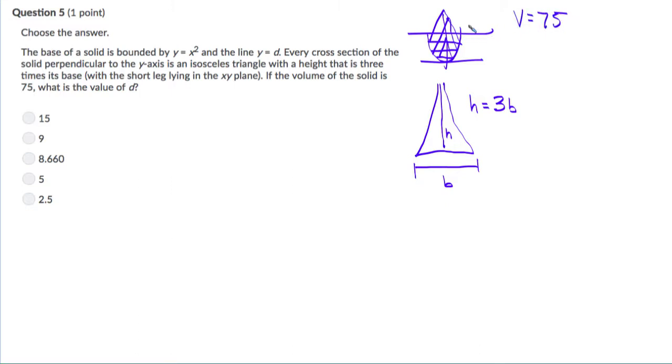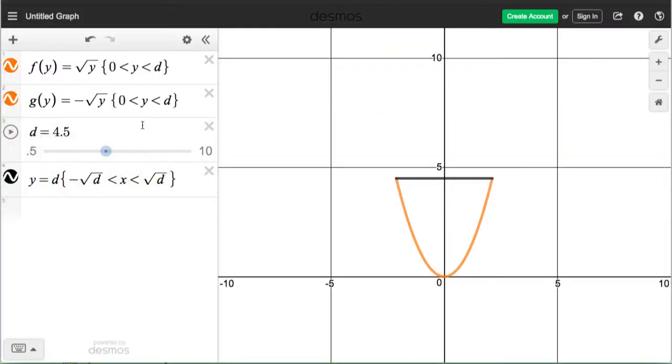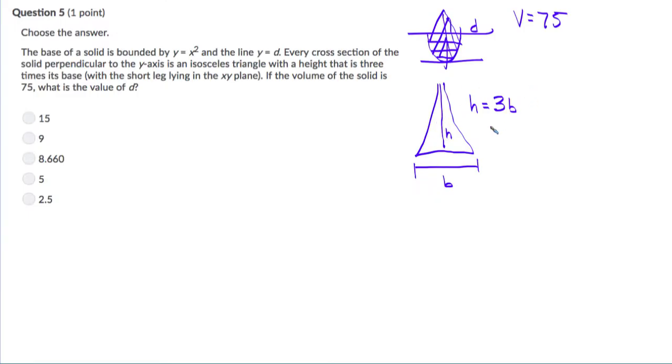We want to figure out the value of d, and again, d is the height of this line that bounds the parabola. And just as a Desmos way of showing what's happening, we have to figure out where this d belongs. Is it up there, down here? Where is that value of d so that we get the correct volume? So how do we do this problem?